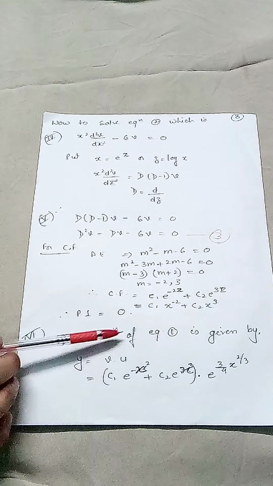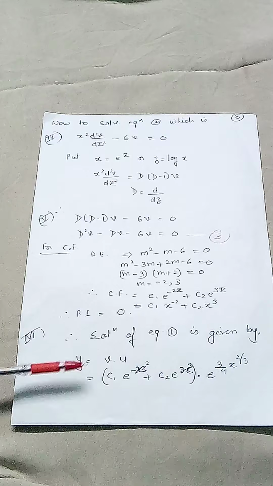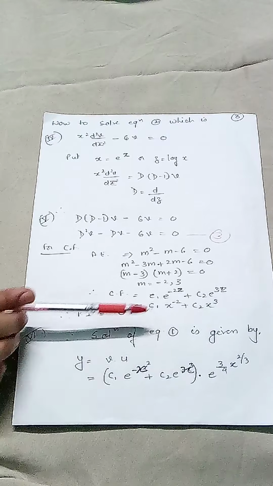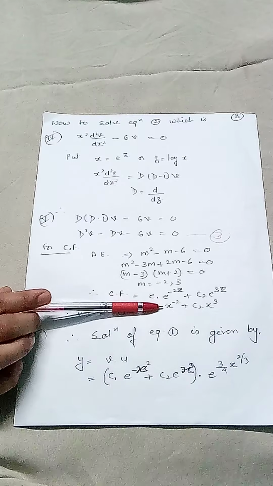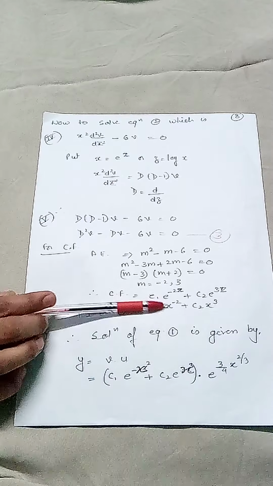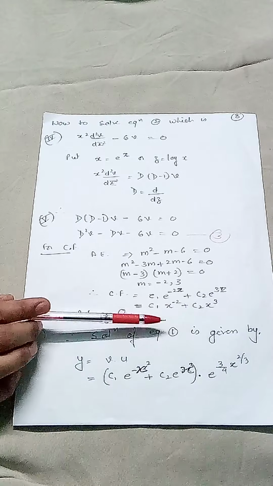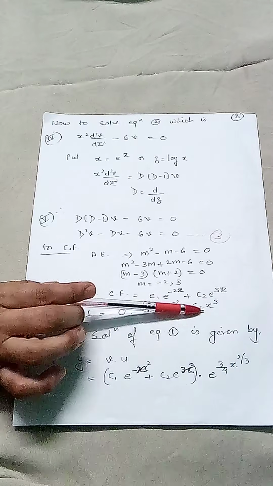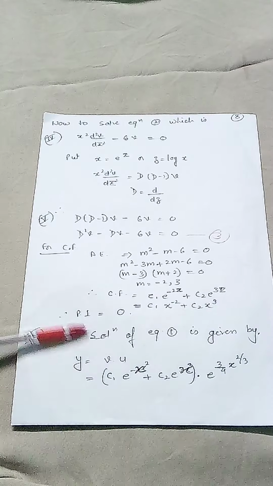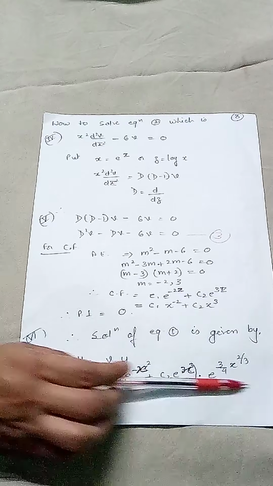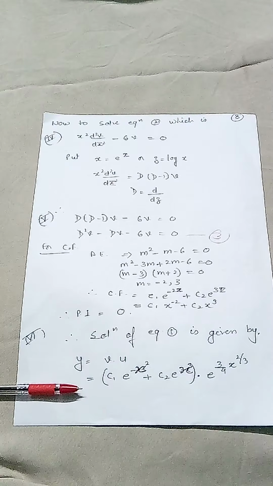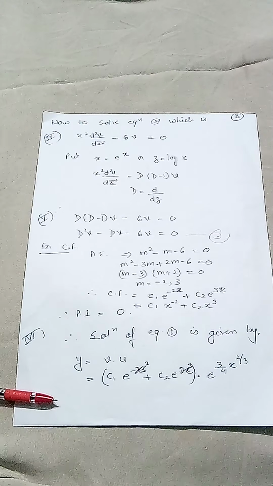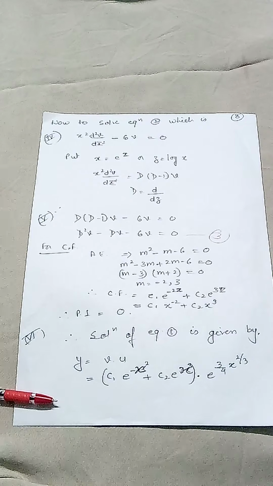The solution of equation 1 is given by y is equal to v into u. V is C1 e raised to minus 2z plus C2 e raised to 3z, where z is equal to log x. Therefore, e raised to z is equal to x, so v is C1 x raised to minus 2 plus C2 x cube. And u we already found. Putting these values, this gives the final solution of equation 1. Then we have to apply this method and solve different types of problems by reducing them to normal form.